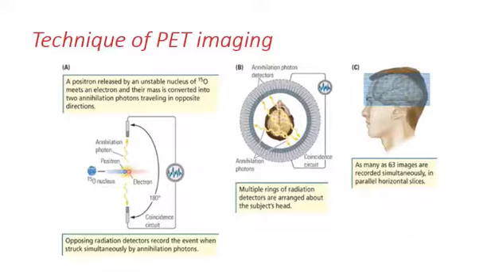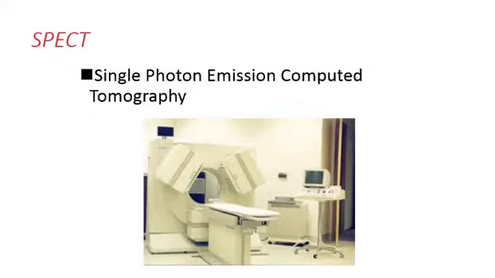There's a positron, which is a positively charged electron. It collides with an electron, which has a negative charge, and that collision between the positron and the electron produces a gamma ray. Two gamma rays actually are emitted in equal and opposite directions, and those two gamma rays are detected by little detectors that are located around the person's head.